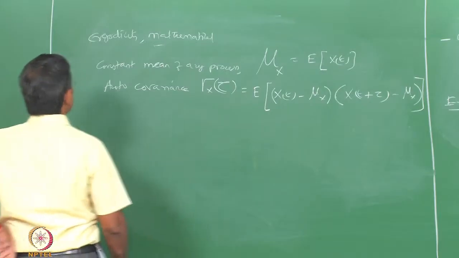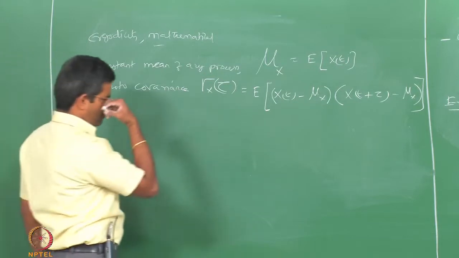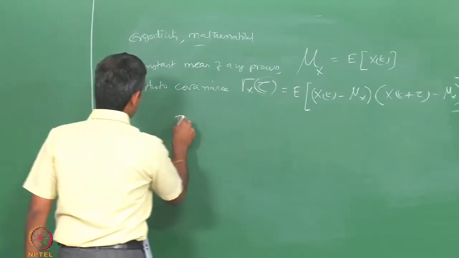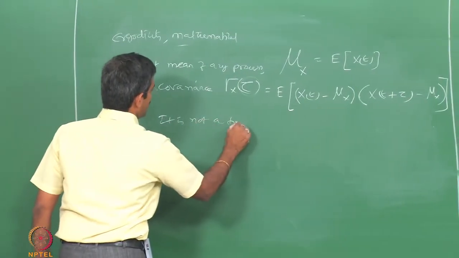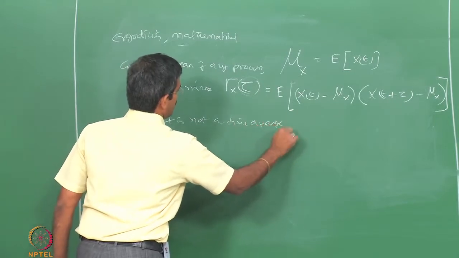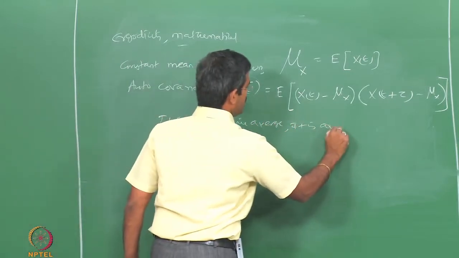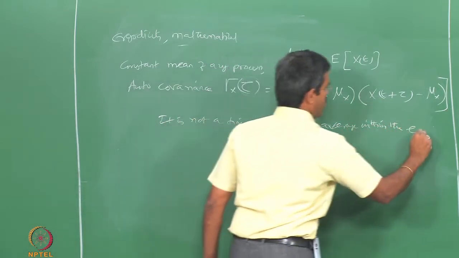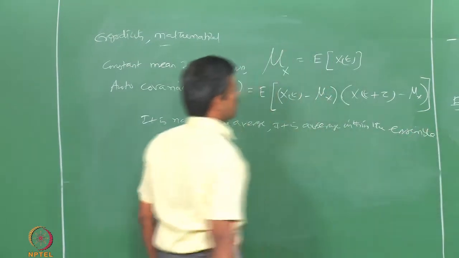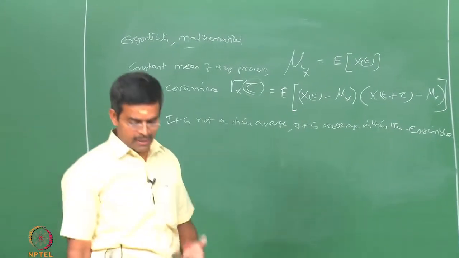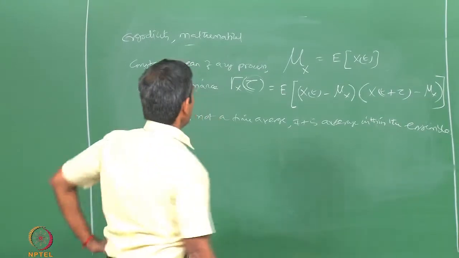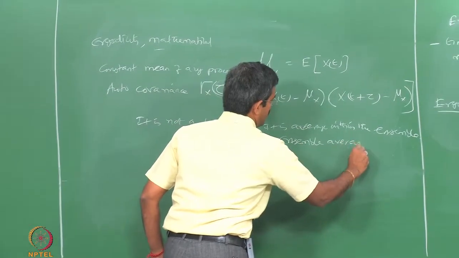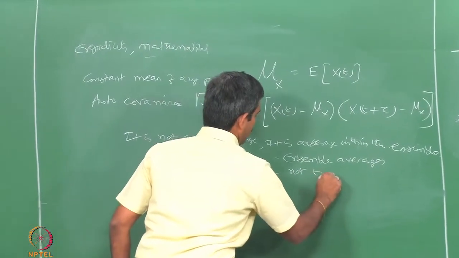Please understand, the autocovariance is actually dependent on the lag tau, not on t. It means it is not a time average, it is actually an average within the ensemble, because here tau is important, okay, it is not t. So, they are called ensemble averages and not time averages.